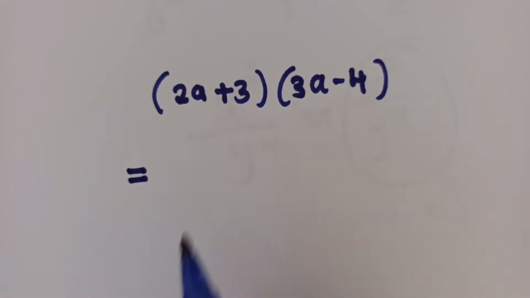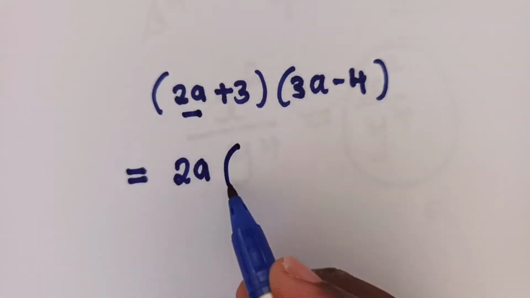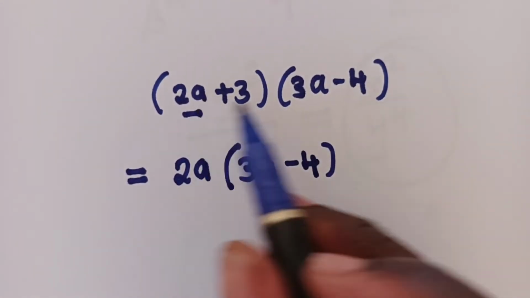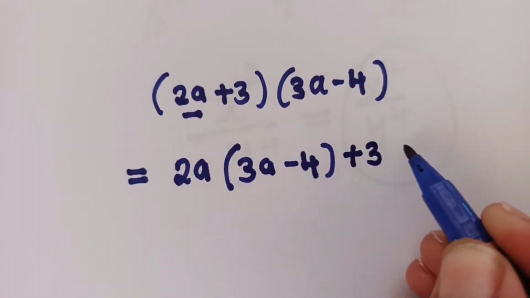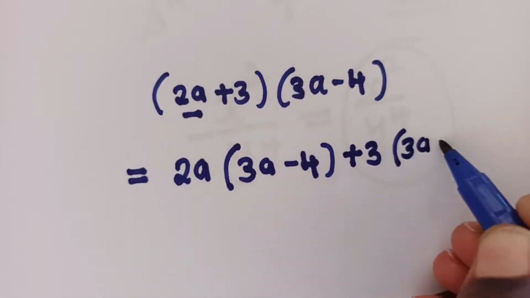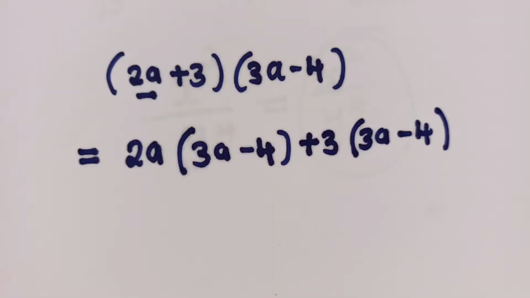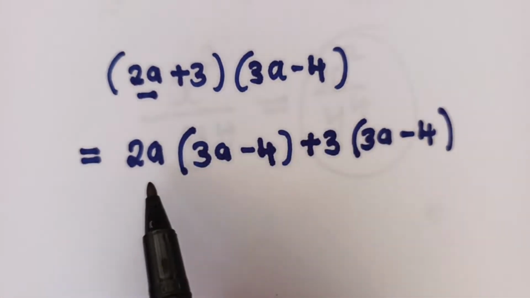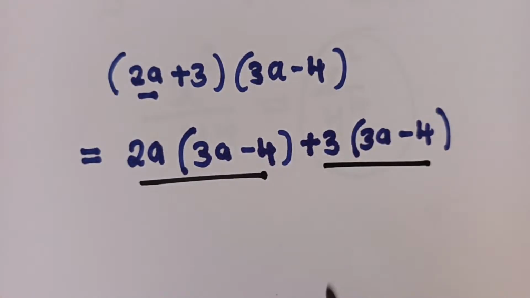So basically here, what we're going to do is this. We shall say equal to, we get 2a, what is here, will be multiplied by 3a minus 4. So this will be multiplied by everything that is inside here. And then say plus 3, open bracket, 3a minus 4. Like that. So guys, don't worry very much. All what you need to do here is to get the first term multiplied by everything that is inside. And this is how it's going to look. You come to the second term multiplied by everything. This is how it's going to look.